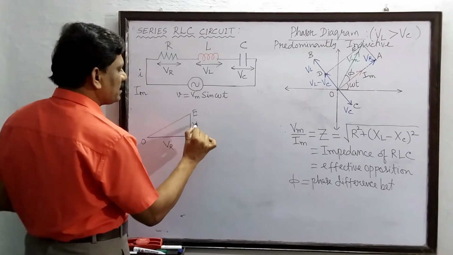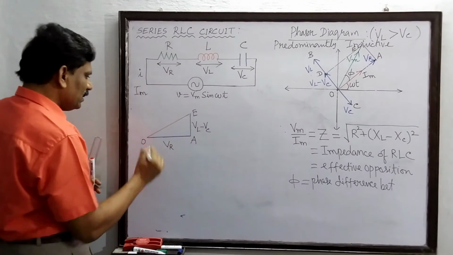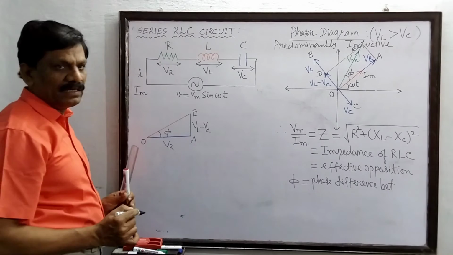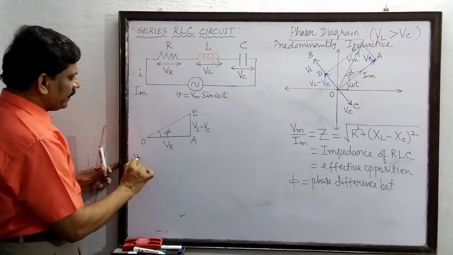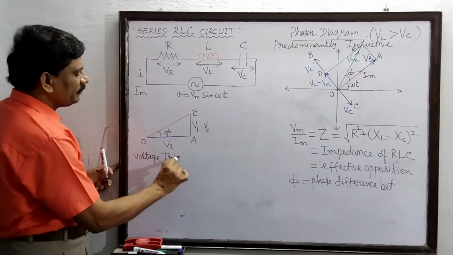So this portion is VL minus VC. Okay, students? And this is the phase angle phi. Now this triangle is called a voltage triangle.